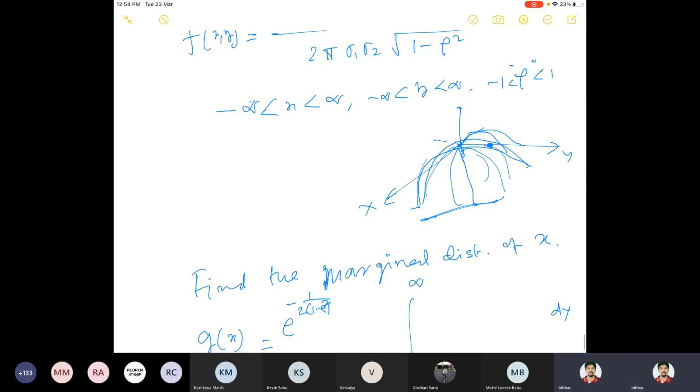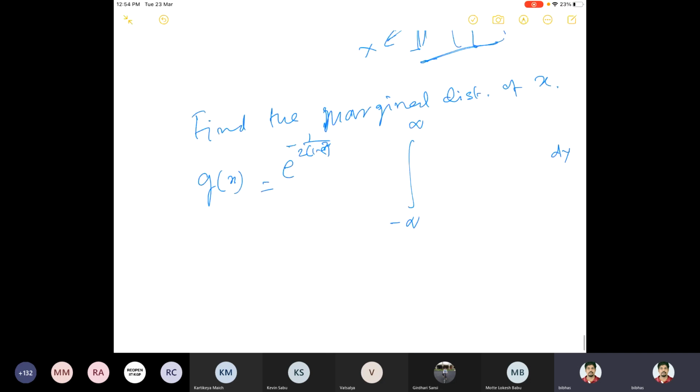Was it 1 minus rho square? No, I think it was whole square. So sometimes it's very confusing. Yeah, whole square, I think. Yeah, that was, but here it will be, I think, 1 minus rho square when you compute that.